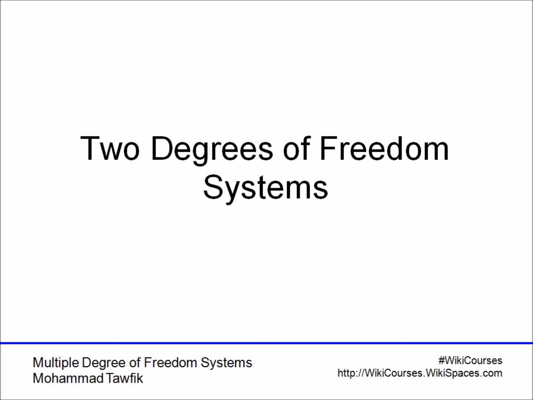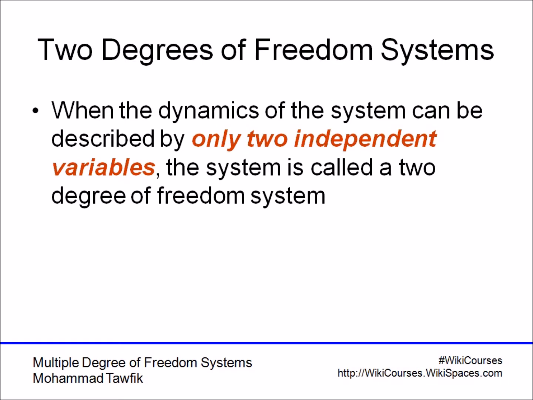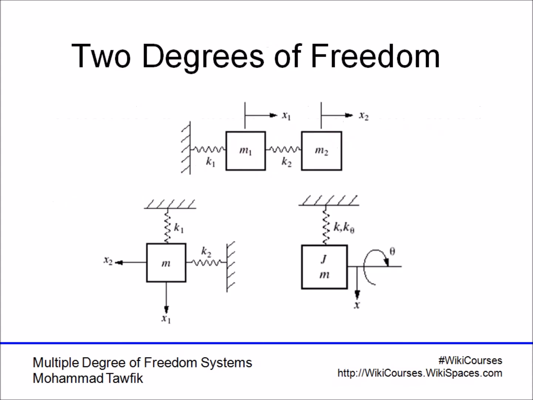The first multiple degree of freedom system we'll need to handle is the two degree of freedom system, which is just the first step towards multiple degree of freedom systems. In a two degree of freedom system, what you have is a dynamic system that can be described by at least two independent variables. These variables are changing in time according to initial conditions and excitation terms.